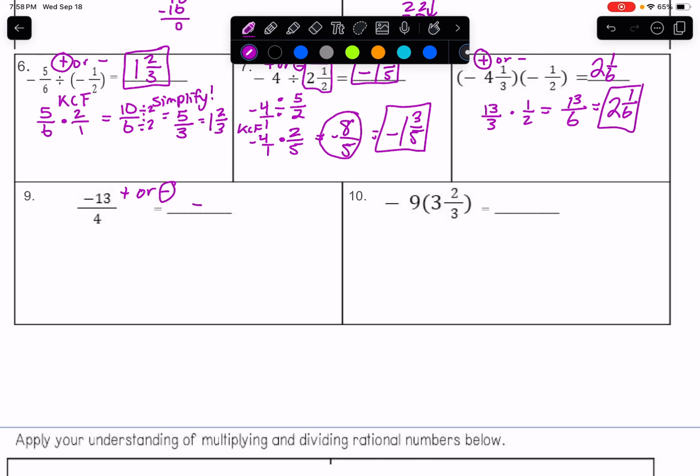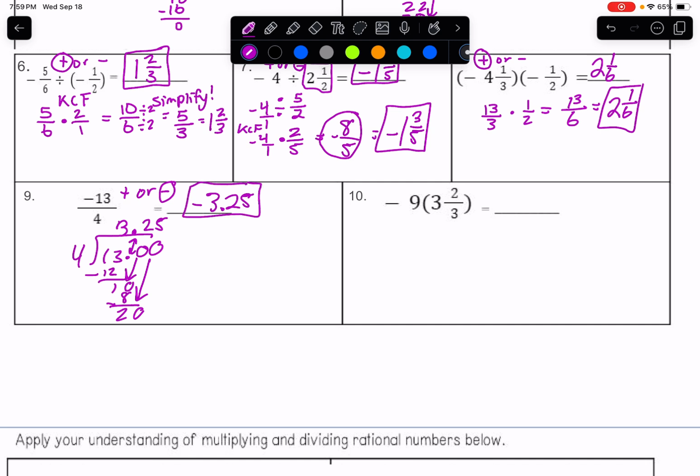Alrighty, number 10. Here we go. Negative 9 times 3 2/3. Well, negative times positive is a negative. Negative answer. Here we go. Change your mixed number into an improper fraction. So it's 9 times 11 thirds. Make 9, 9 over 1. Multiply straight across, and you get 99 thirds. 99 divided by 3 is 33. Bring your sign, negative 33. Awesome. Flip it over. We're going to do 2 word problems.